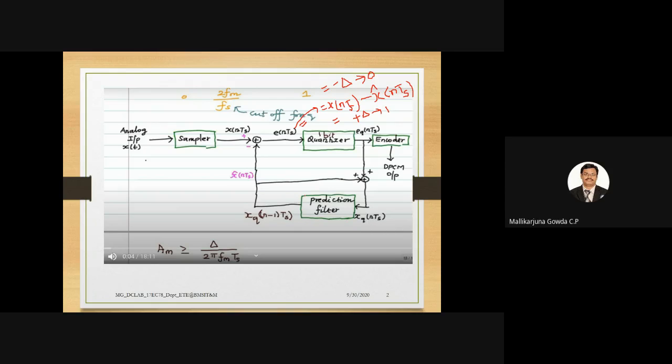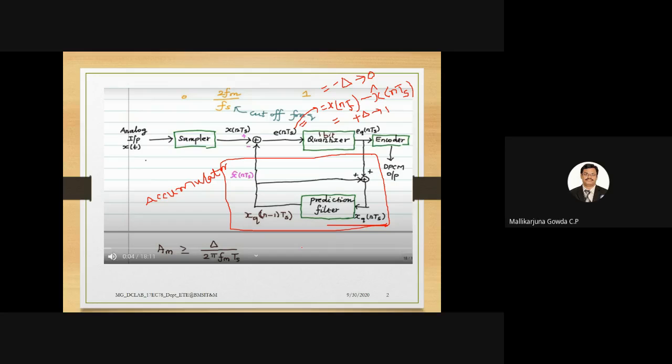Okay, so together this complete block is known as the accumulator. Whatever is there in the feedback, this one we call an accumulator. Okay, so this is the accumulator, or we say predictor. Okay, accumulator.